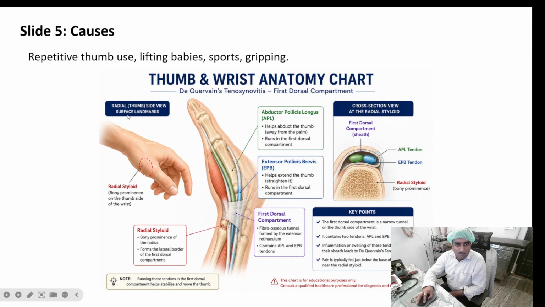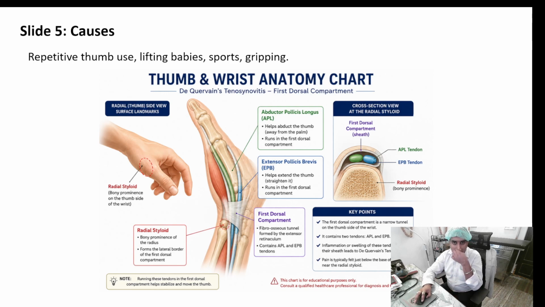Radial thumb side view, surface landmarks: the radial styloid is the bony prominence on the thumb side of the wrist, as you can see. The radial styloid prominence of the radius forms the lateral border of the first dorsal compartment. This is the first dorsal compartment. This is the APL, abductor pollicis longus, which helps abduct the thumb away from the palm and runs in the first dorsal compartment. But that is not possible when you have the problem.